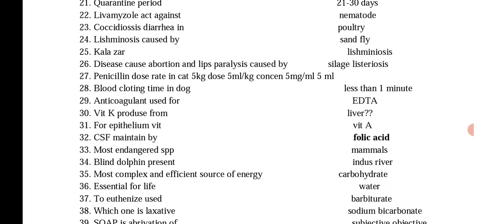Silage listeriosis can cause abortion and lip paralysis. Listeriosis is also known as circling disease. The treatment is high doses of penicillin, up to 40,000 international units, administered for weeks, but the prognosis is also not good. For a cat of 5 kg, the penicillin dose is calculated at 5 mg per ml, 5 ml.